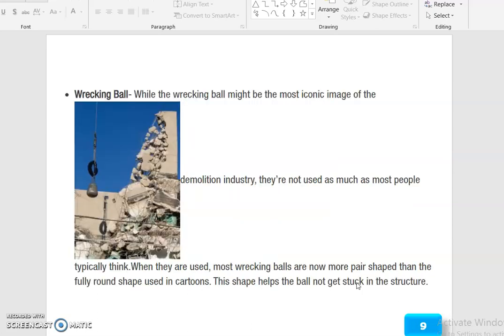Then the wrecking ball. While the wrecking ball might be the most iconic image of the demolition industry, they are not used as much as most people think. When they are used, most wrecking balls are now more pear shaped than the fully round shape used in cartoons. The shape helps the ball not get stuck in the structures. The ball pushes the load into the wall, and since the wall can't handle the unpredictable load it carries, the wall easily cracks. Through that, the demolition technique can be implemented.